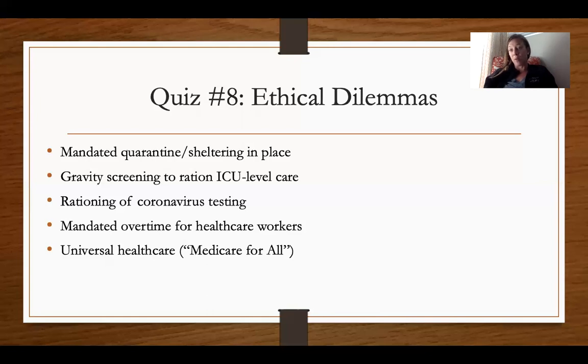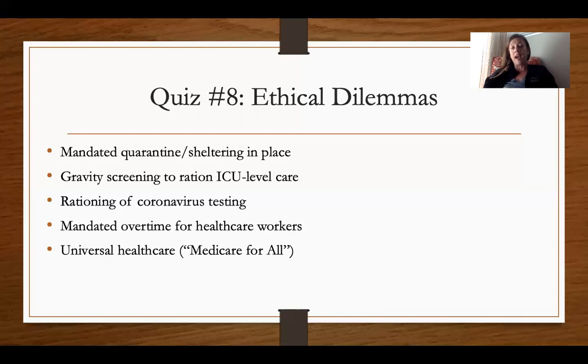Mandated overtime for healthcare workers. This is not always the case that we have mandated overtime, but I would like for those groups to explore what that looks like. And when we're in a pandemic, can we mandate it? Can we mandate that healthcare workers stay home? So it could go either way, mandated overtime, mandated quarantine. What are we doing with healthcare workers? Should we be treating them differently? What are our ethical dilemmas there?